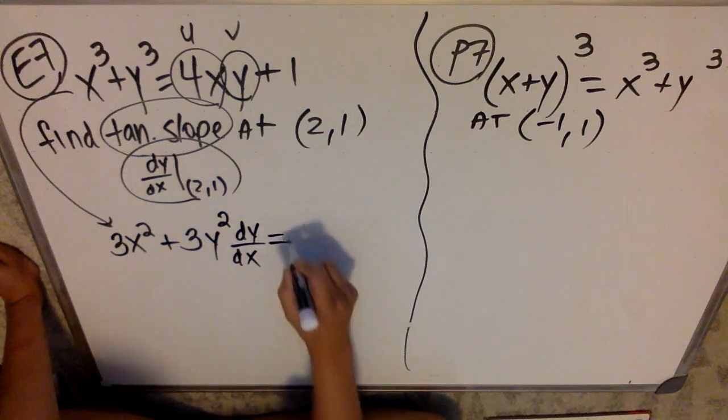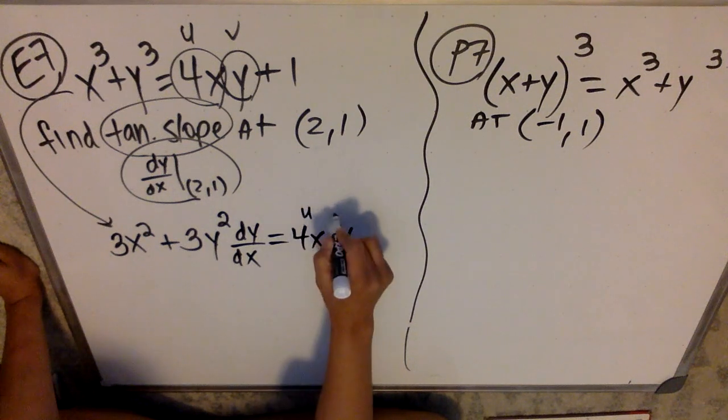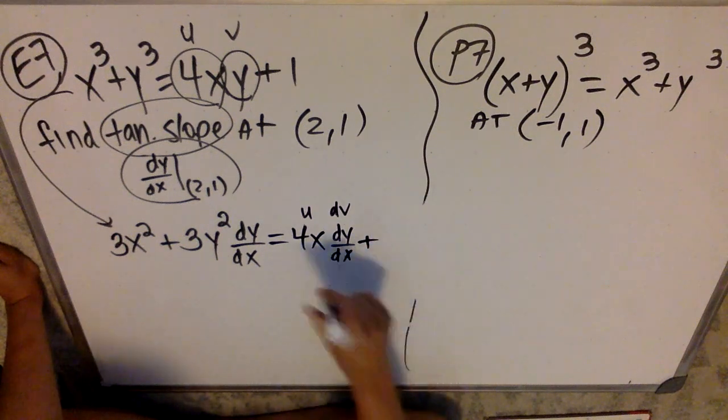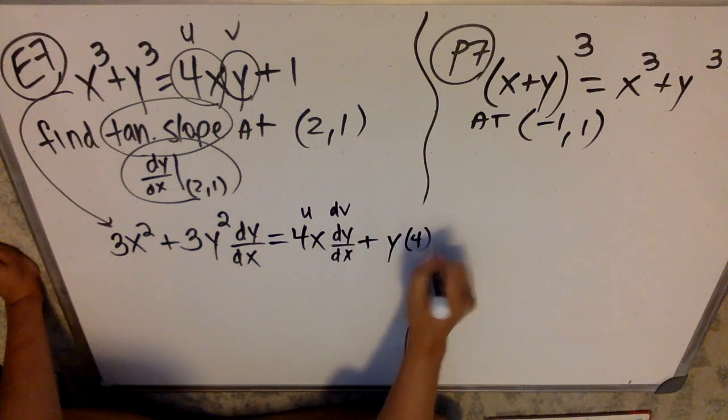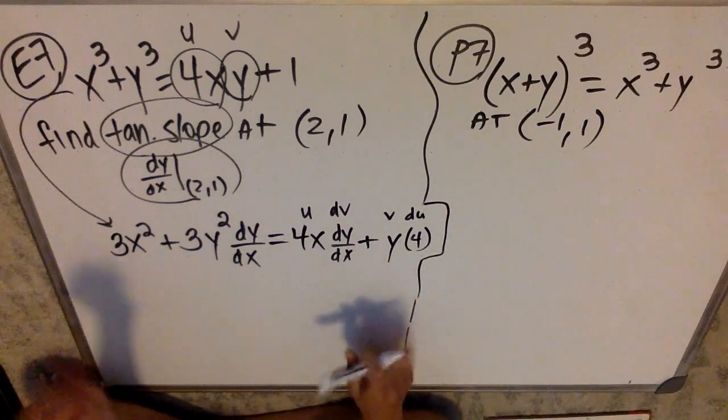On the other side, I have a u dv, which will be dy dx, right? Because my v was the y, right? Plus v du. Sorry, I ran out of space. V du. And then, thankfully, the 1 differentiates away to 0 because I ran out of room.